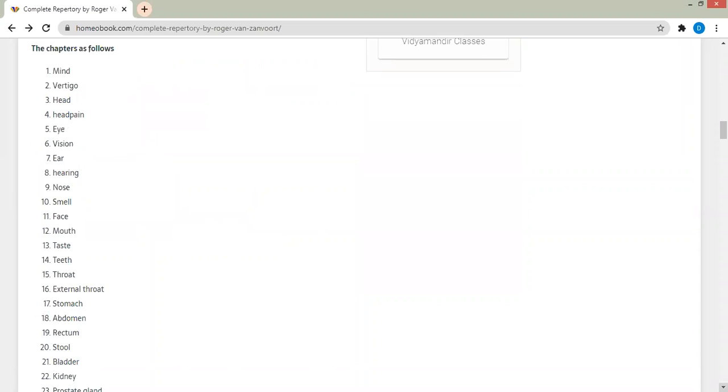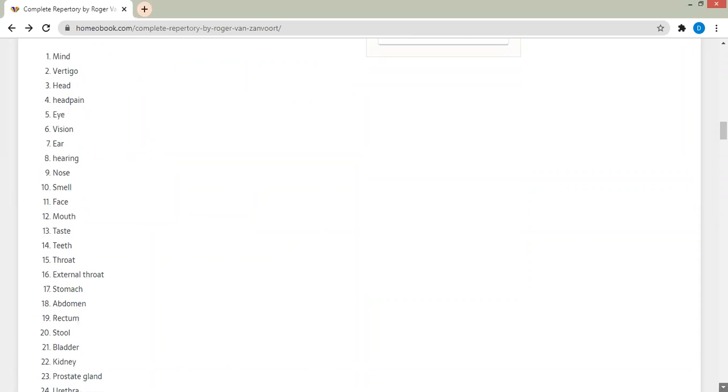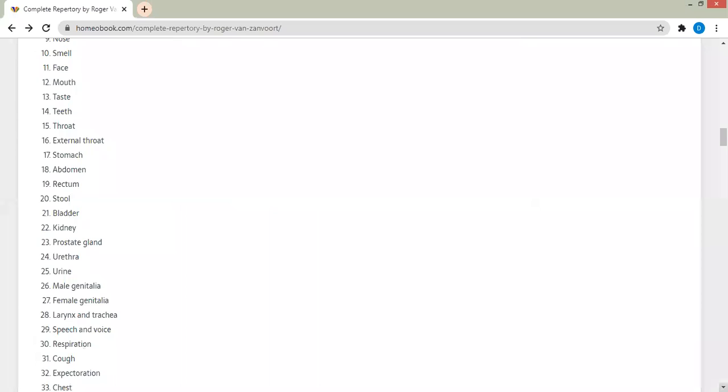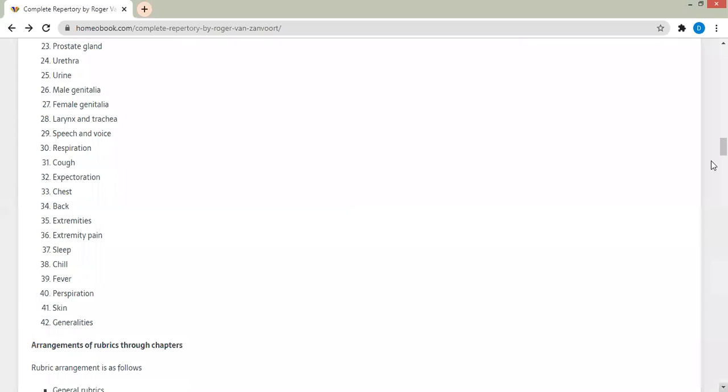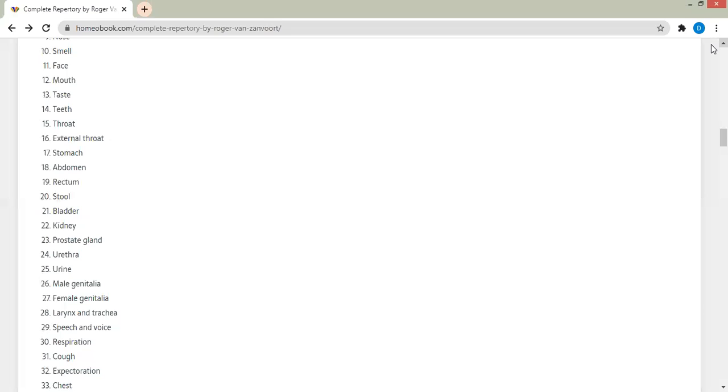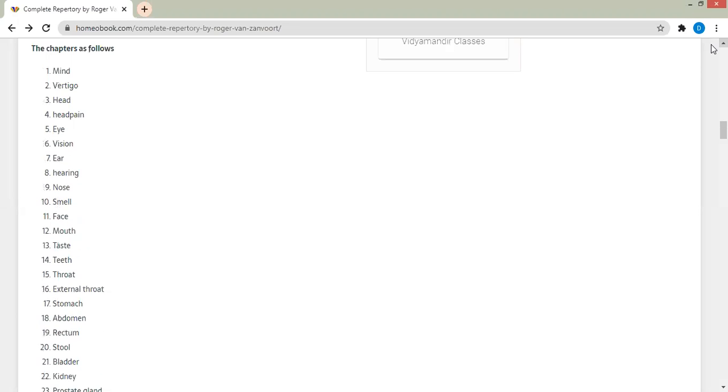So as we discussed in the last lecture, there are about 42 chapters in this repertory, and they are arranged according to the anatomical division of the body, according to the arrangement of Kent's repertory, according to the Hahnemannian scheme. So the chapters which start from mind, the arrangement of the chapters is as follows.